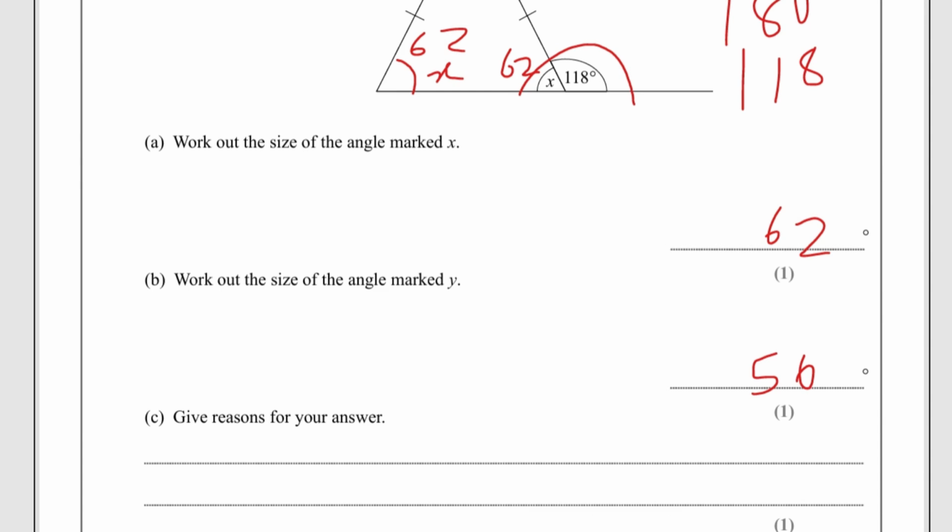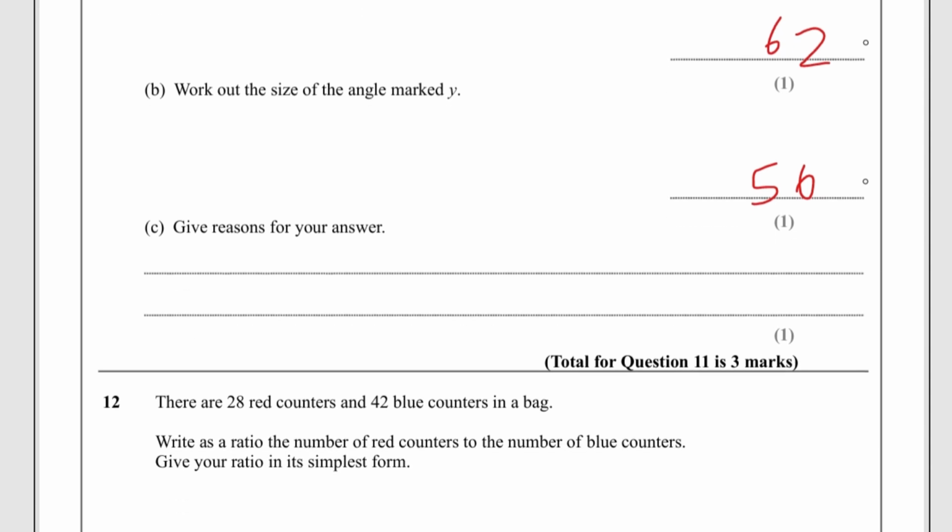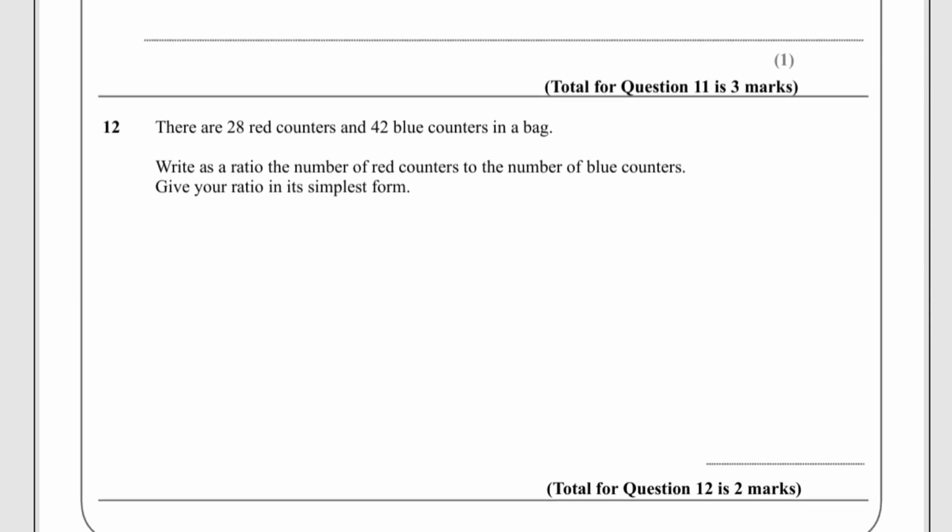Give reasons for your answer. The sum of angles on a straight line is 180 degrees, and the sum of angles in a triangle is also 180 degrees. You can also mention that the base angles of an isosceles triangle are equal.